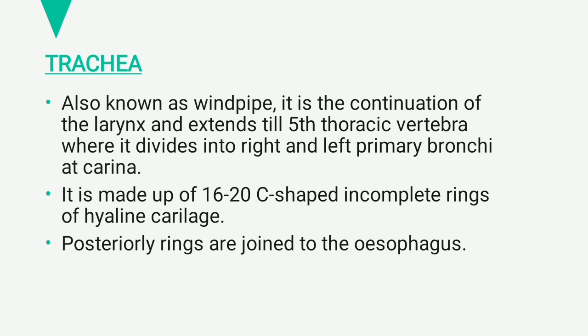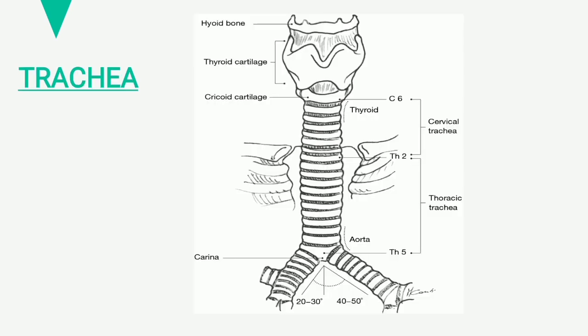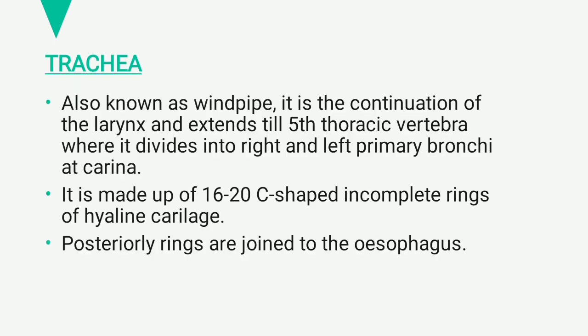It is made up of 16 to 20 C-shaped incomplete rings of hyaline cartilage. You can see these ring-like structures. There are 16 to 20 ring-like structures and it is made up of cartilage. They are incomplete because on the posterior side they are joined to the esophagus. The function of trachea is to provide support to the neck and to provide flexibility to the neck and the head.